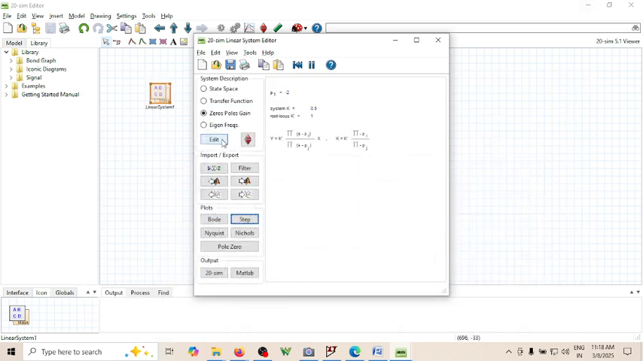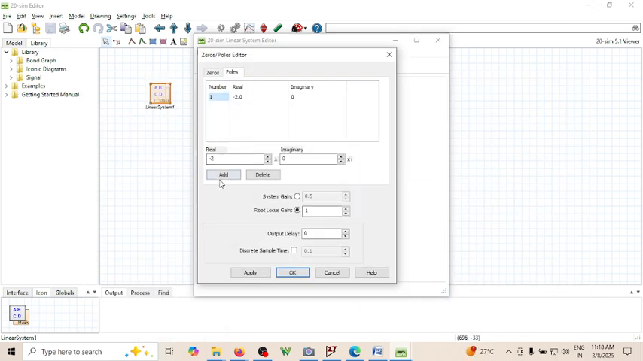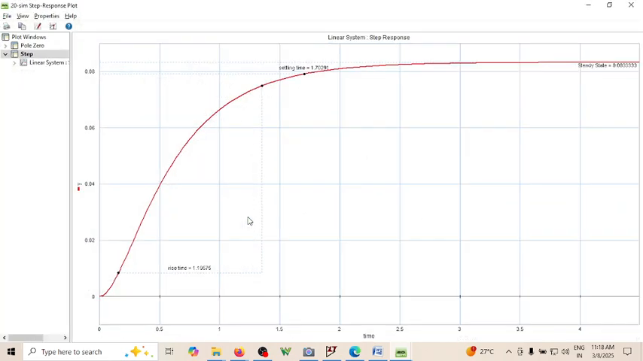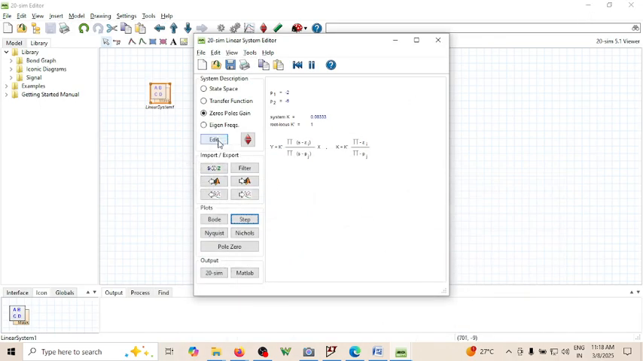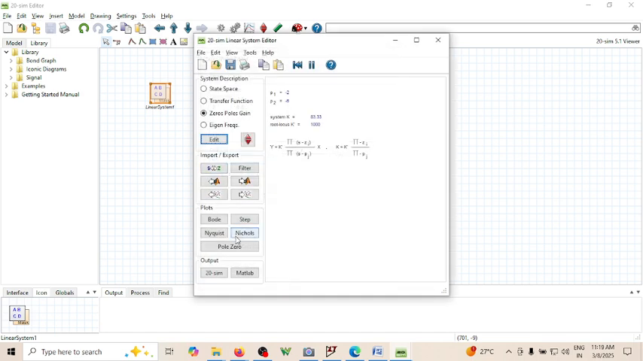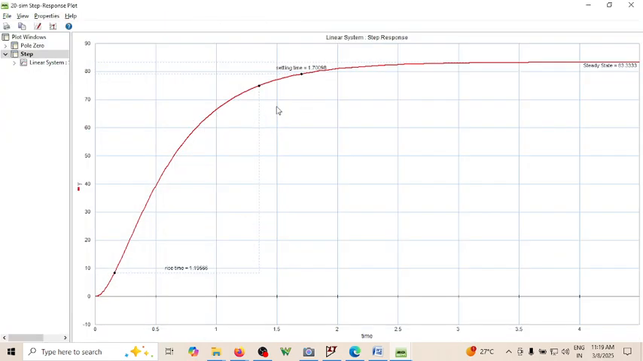Suppose I add one more pole at -6, what happens? Okay, now what happens to that? So apply. If you do the step response, it is something like this. Suppose you have a larger gain, make it a larger gain. See what is the response of the system.